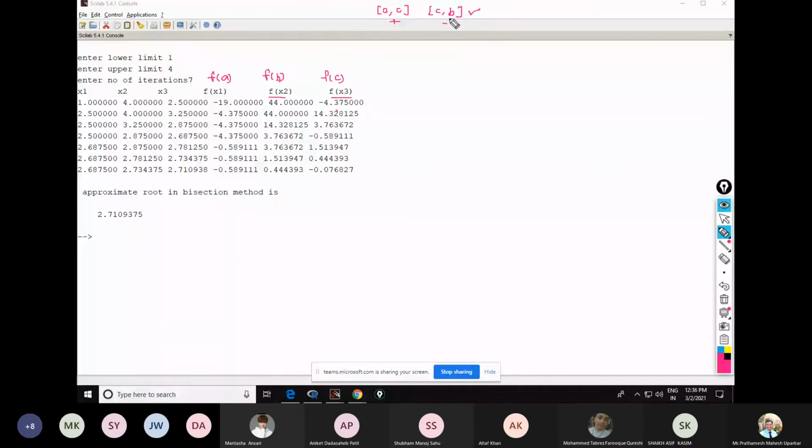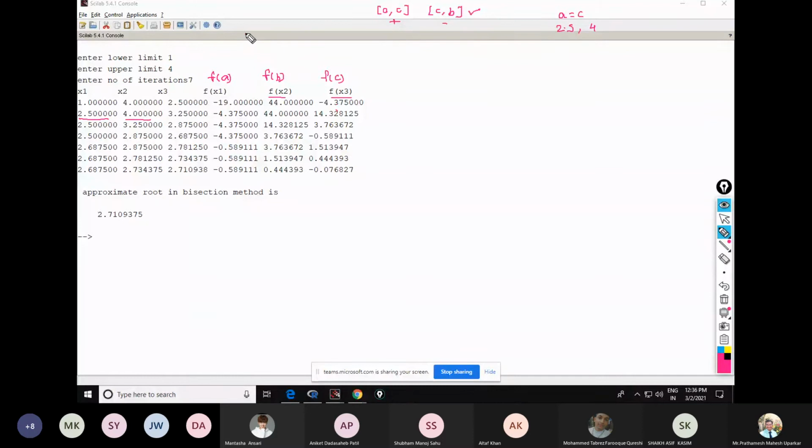C to B means what do I have to do? I have to take A as C. That is, A will become 2.5 and B will become 4. So see here, we have taken 2.5 and 4. Okay, we again did the iteration. We have taken the midpoint of 2.5 and 4, which is 3.25.